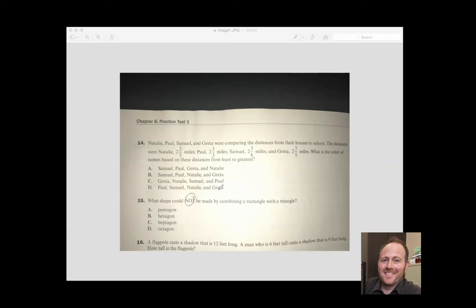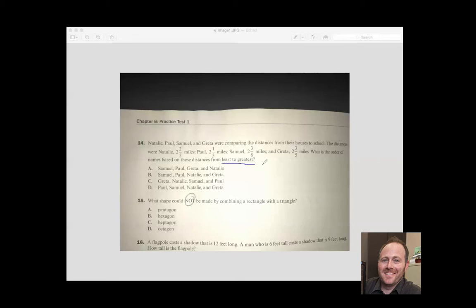So now that I've got some kind of idea, obviously we can't look for outliers or anything along the other lines of the other mental checklist items. So we're going to go up to the question and we're going to look for the keyword and phrase. So Natalie, Paul, Samuel, and Greta were comparing the distances from their houses to school. The distances were Natalie at 2 2/5 miles, Paul 2 1/3 miles, Samuel 2 3/8 miles, and Greta 2 3/5 miles. What is the order of the names based on these distances? Here's our keyword and phrase: least to greatest.